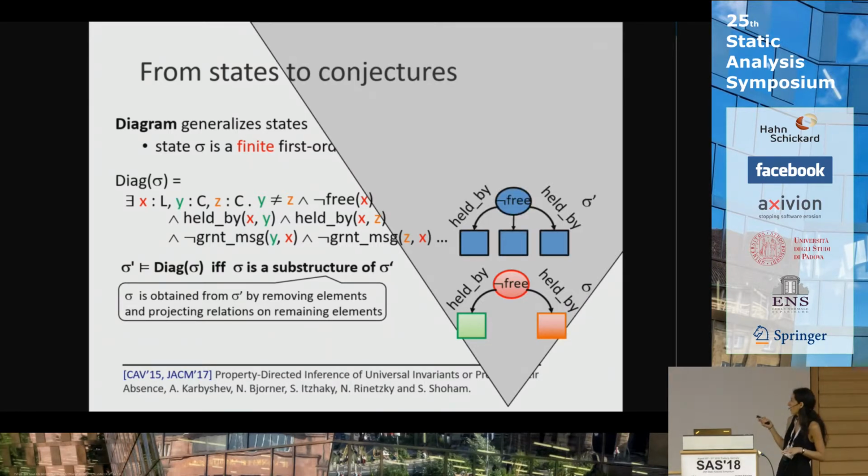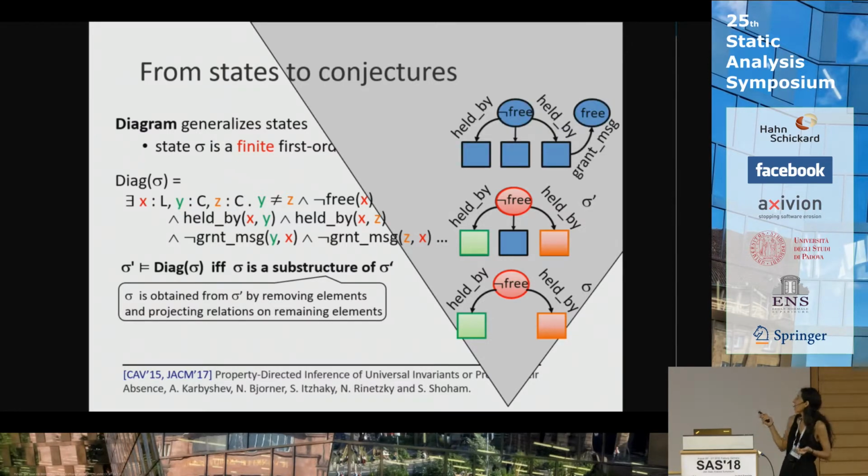For example, if we look at this sigma prime here, you can see that if I project it on these three elements, the red, green, and orange one, then it becomes exactly identical to sigma. So sigma prime includes sigma as a substructure, and really, it also satisfies the diagram. And if I look at this state here, again, it includes sigma as a substructure, and it satisfies the diagram. The diagram is satisfied exactly by all the states that include sigma as a substructure.